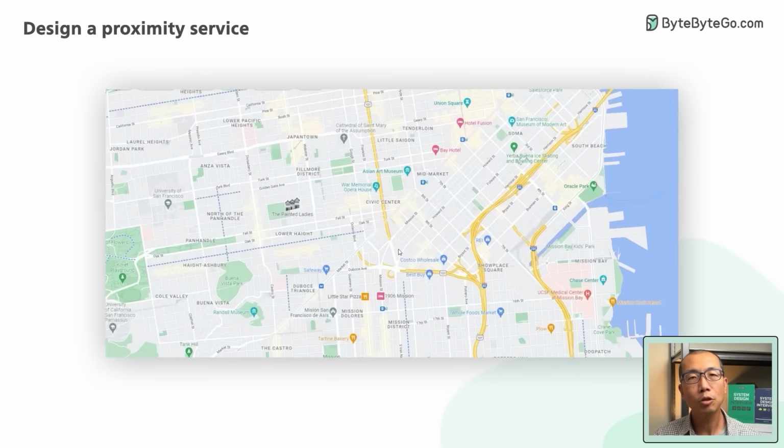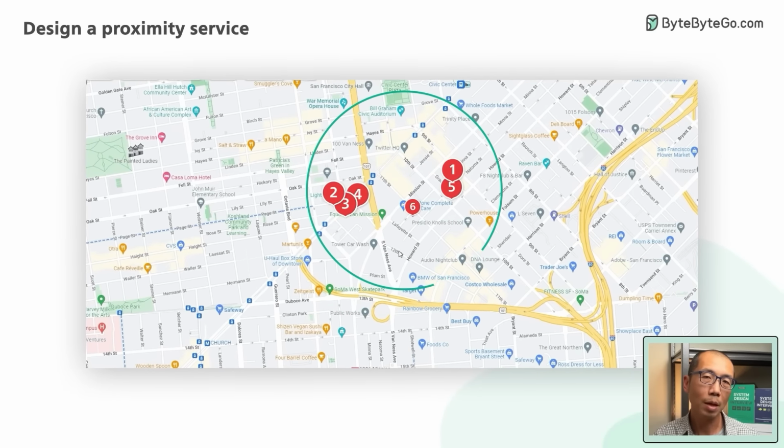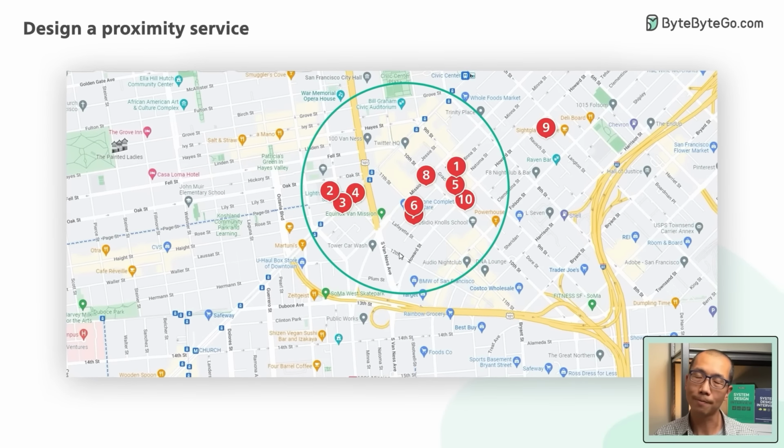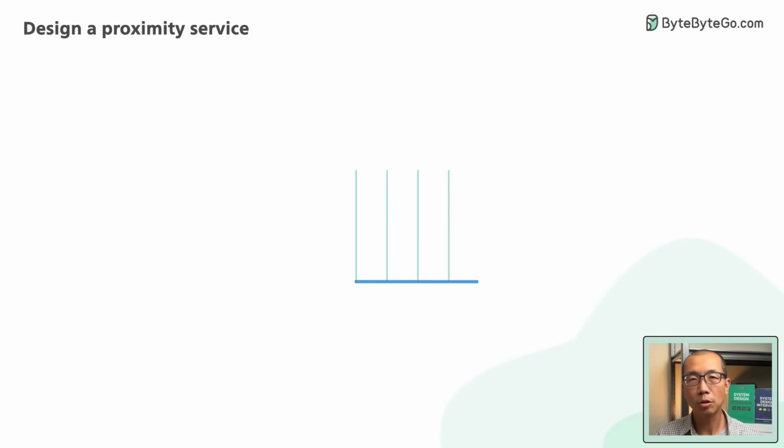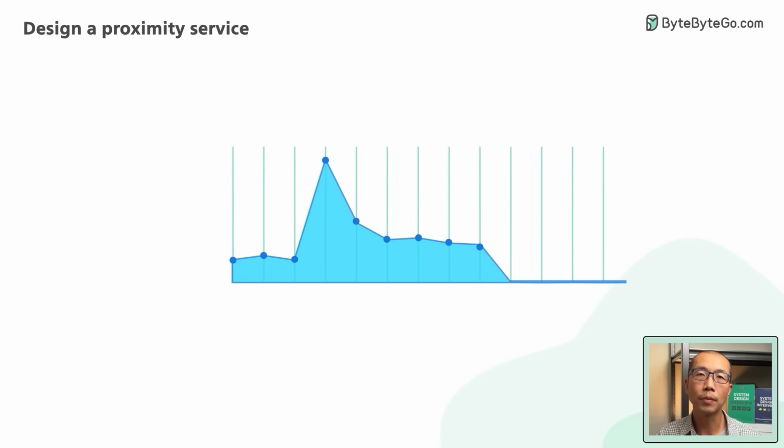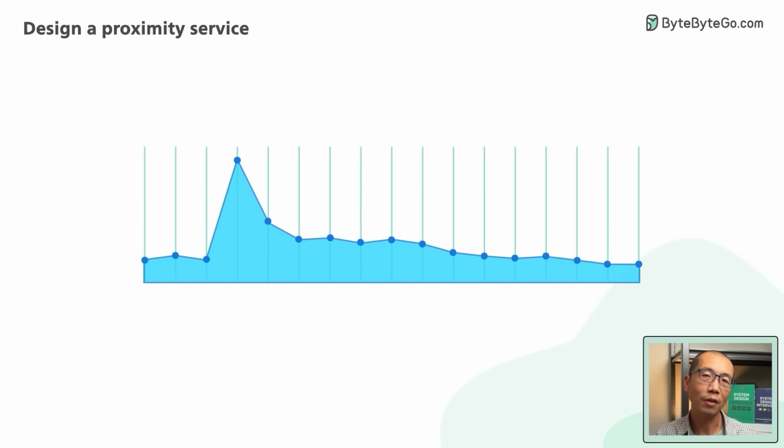1. The latency should be low. Users should be able to find nearby businesses quickly. 2. The service should be highly available. It should be able to handle traffic spikes during peak hours.